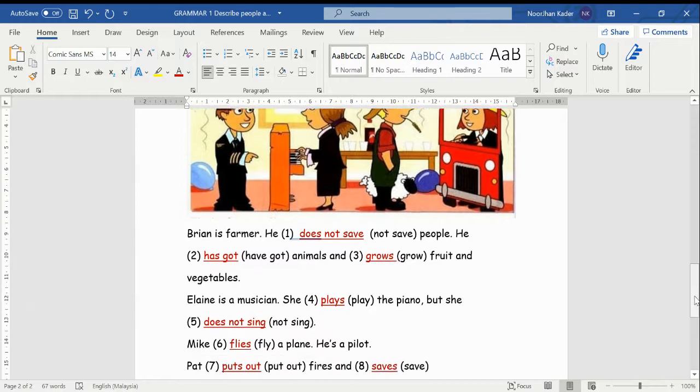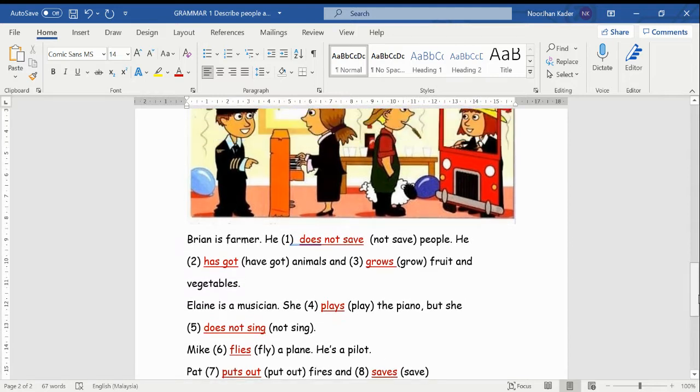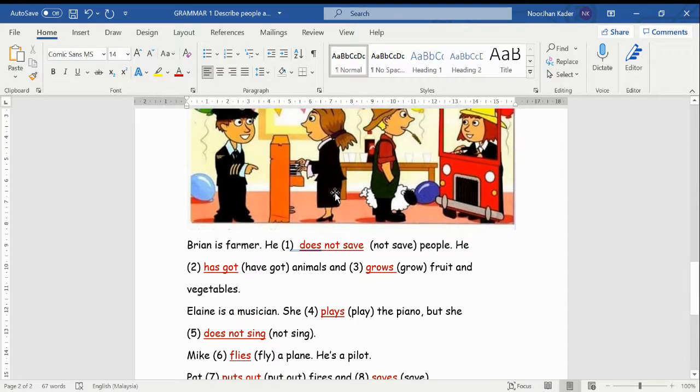Okay. Then the second one, Elaine. Elaine is a musician. She plays the piano, but she does not sing. Okay, she does not sing. You can't see her holding a mic and singing.